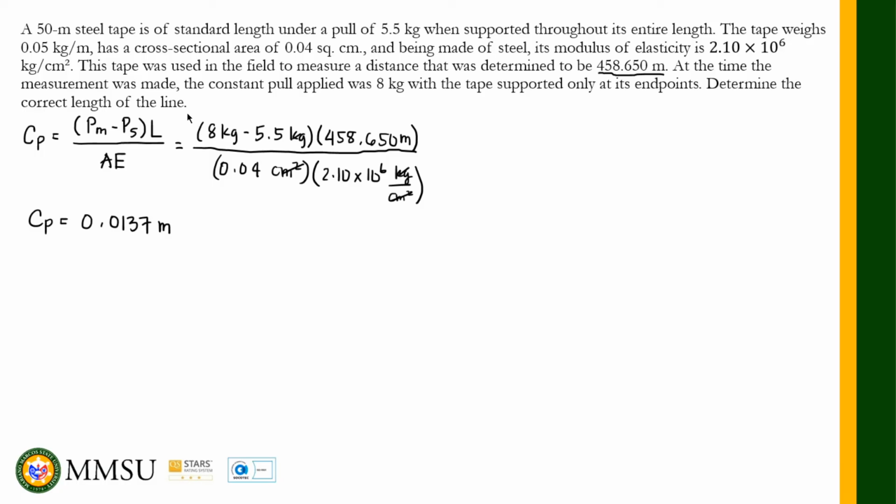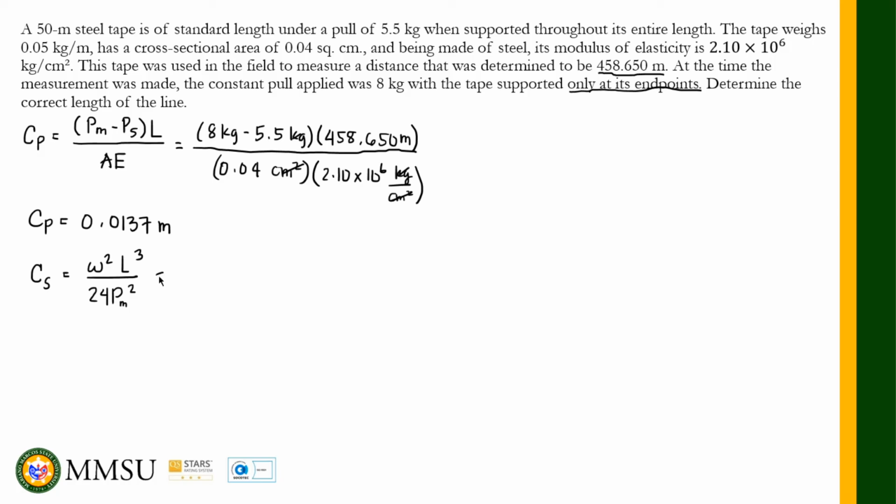The problem says the tape was supported only at its endpoints. Right? So we use just one tape length first. Correction due to sag for one tape length. The formula is W or omega squared, L cubed, divided by 24 P squared. This P is the pull during the measurement.